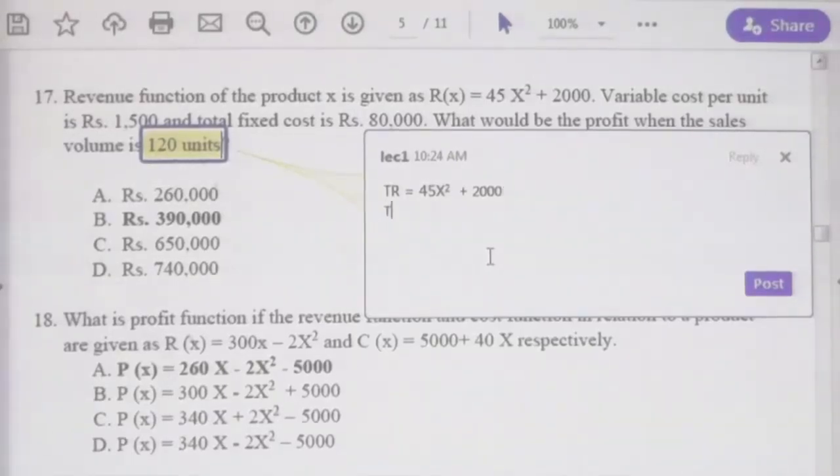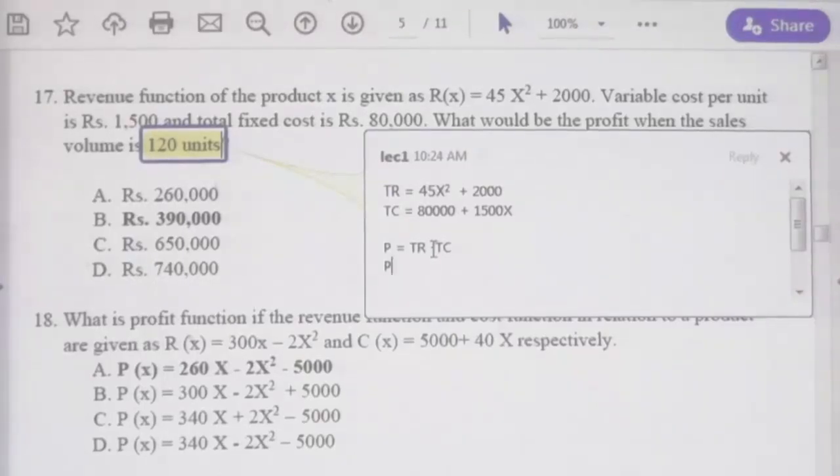Now, you can select the total cost formula also. The total cost will be 1500 as the variable cost, and the fixed cost is 80,000. Therefore, you can say 80,000 plus 1500 units into x. X is the number of units. Now you have the total revenue and the total cost, so you can calculate the profit function: total revenue minus total cost.